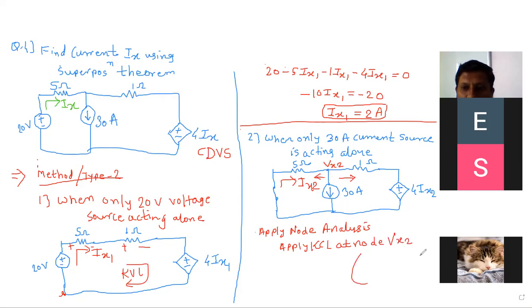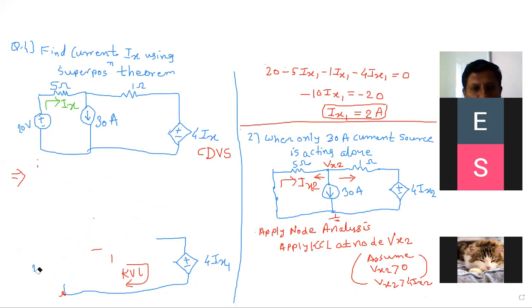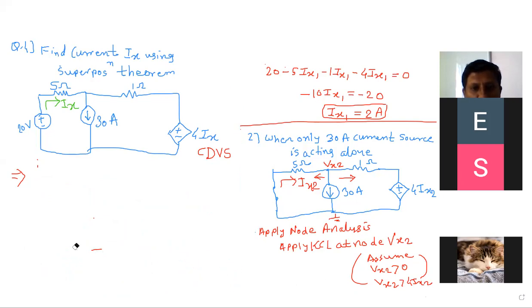So any assumptions? This is the ground already. Yes, Vx2 is greater than 0. Vx2 is greater than 4 Ix2. Okay, 4 Ix2 is on the right hand side. You can assume that. So next, we have to apply the KCL properly and we can get the answer of Vx2. So write down the equation and tell me what value you are getting.